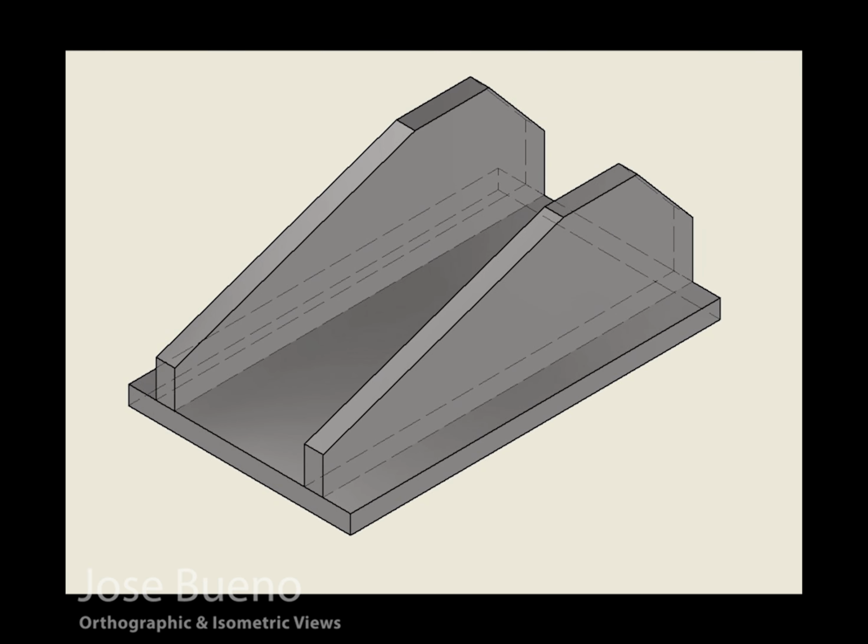And here we have another isometric view. Basically, same thing. It's a three-dimensional representation of the object. But in this case, I've included hidden lines so that you can see all the missing information that the other isometric view lacked because the hidden lines were removed.